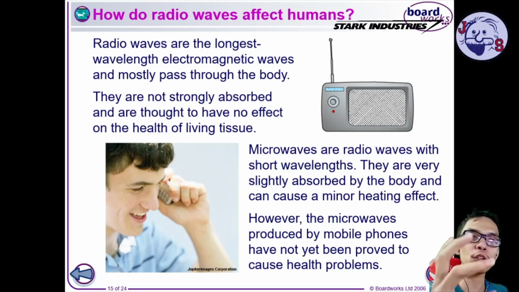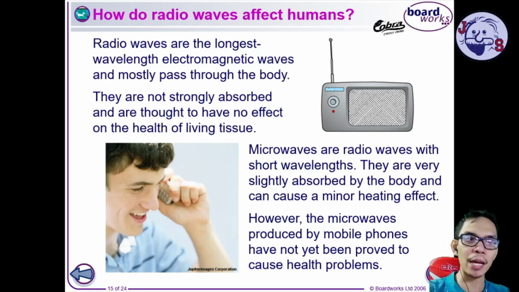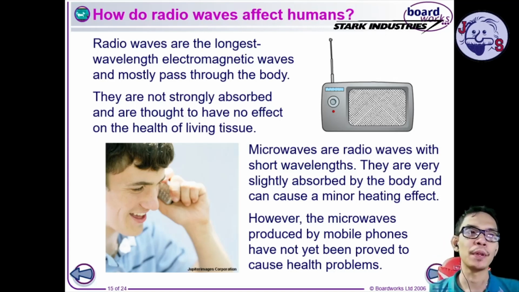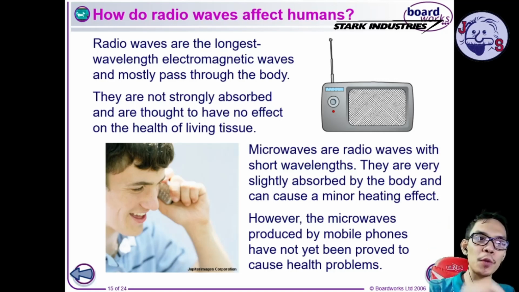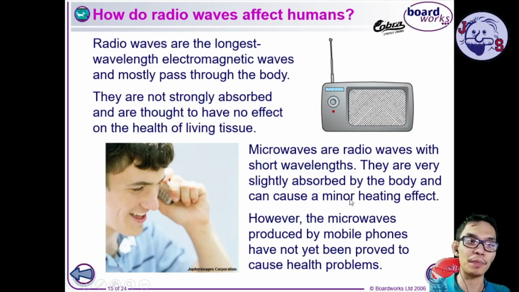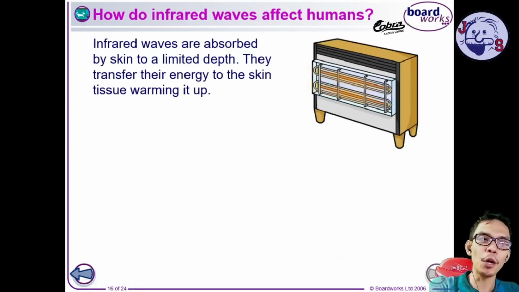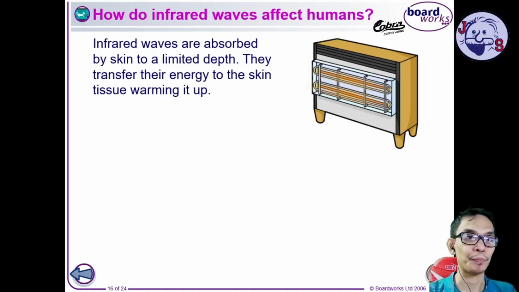Therefore, if your water molecules vibrate rapidly, it creates a lot of heat inside the food that you have in your microwave oven. When it creates heat, it cooks the food using these rapidly vibrating water molecules. So that's how you cook food inside your microwave oven. Again, if you use your device more often, it will cause some minor heating effect, but this is negligible. Now, more so, we have your infrared waves or infrared rays.